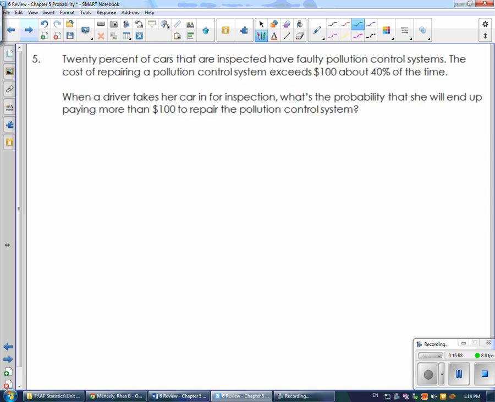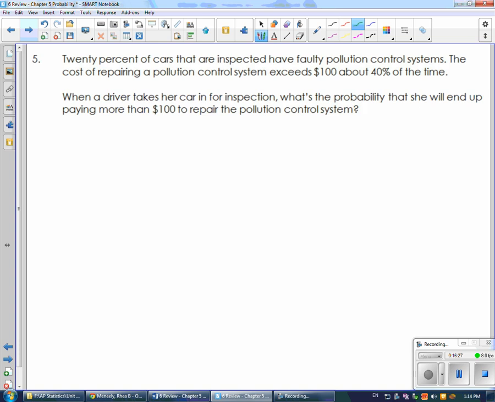Okay. Number 5 says 20% of cars that are inspected have a faulty pollution control system. The cost of repairing a pollution control system exceeds $100 about 40% of the time. When a driver takes her car in for inspection, what's the probability that she will end up paying more than $100 to repair the pollution control system? So in this case, I'm looking at, first of all, does she have a faulty pollution control system, and will the cost of repairing it exceed $100?